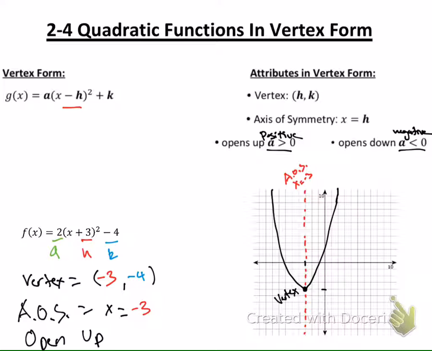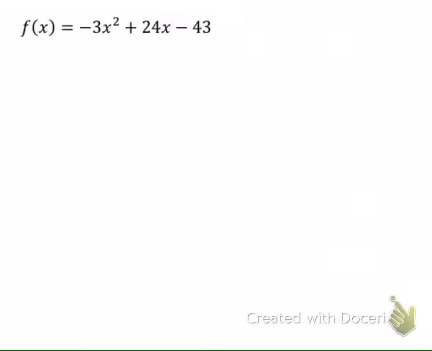Okay, let's actually solve a quadratic from standard into vertex form, so we're able to use this information, right? Tell the vertex, axis of symmetry, and all that. All right, here's the problem. Negative 3x squared plus 24x minus 43, okay? The last part of section 4, we did completing the square. That's how you're going to solve these problems, all right?